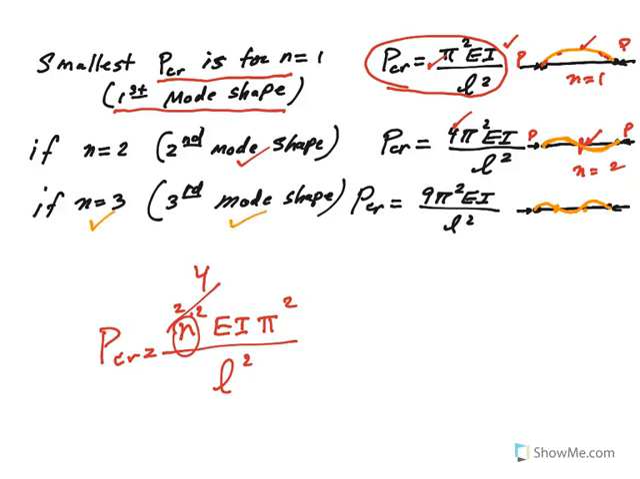And then similarly, the same story. If n equals 3, that load would be 9 times. But you have to have some kind of confinement. So you have a confinement here and a confinement here, so this or this cannot happen. But once the load reaches 9 times the smallest critical load, you would see this would happen. And this is called the third mode shape, for n equal 3.